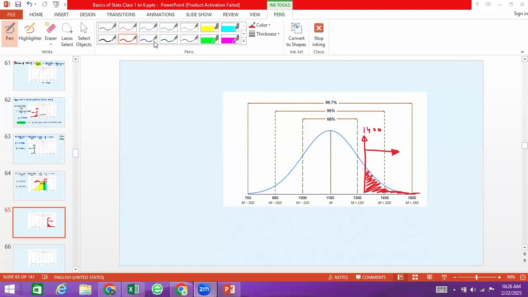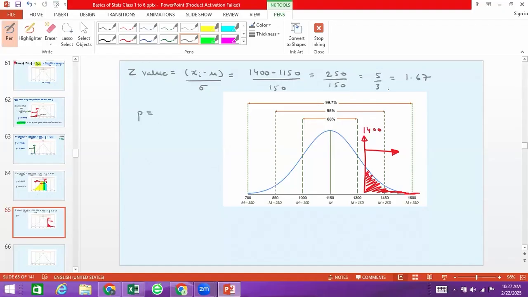Okay, so what we will do? We will first calculate the Z value. Z value means xi minus mu divided by sigma. What is xi? 1400 minus mu divided by sigma, that is 150. So it is 250 divided by 150. This is 5 by 3, is 1.67. I think we have done it before, right?